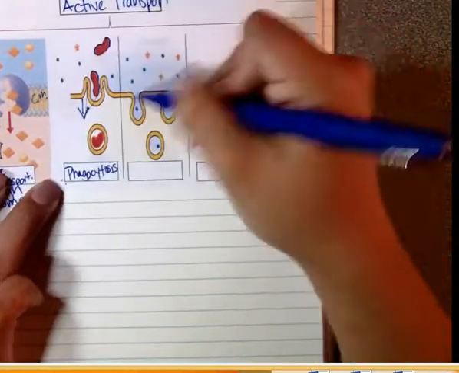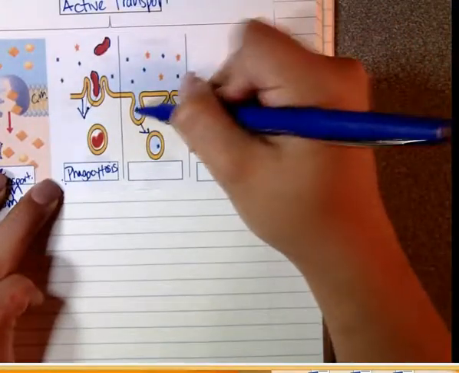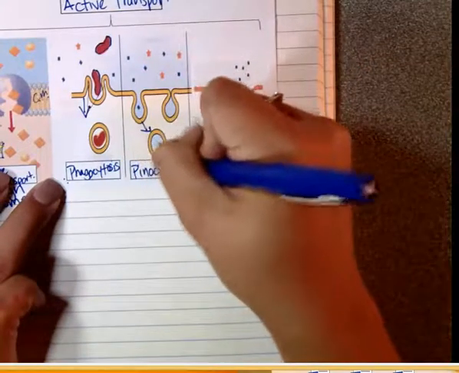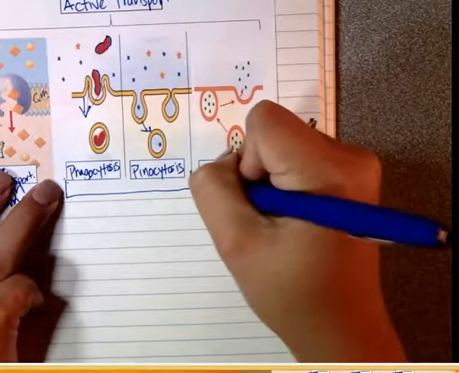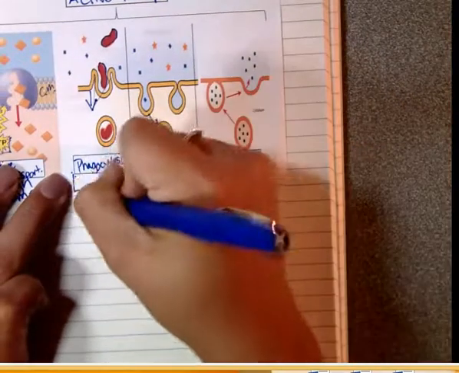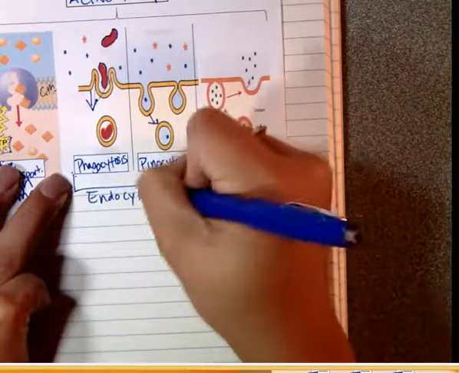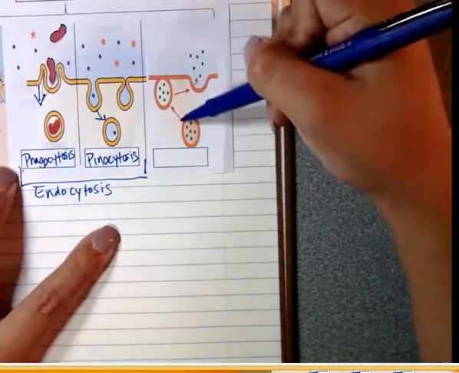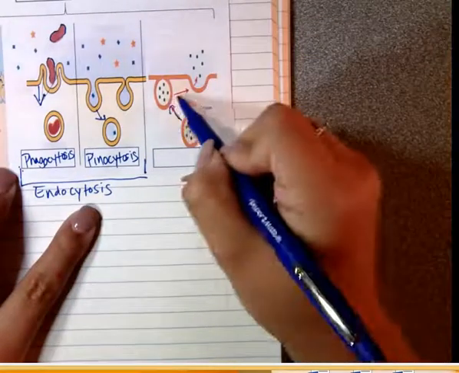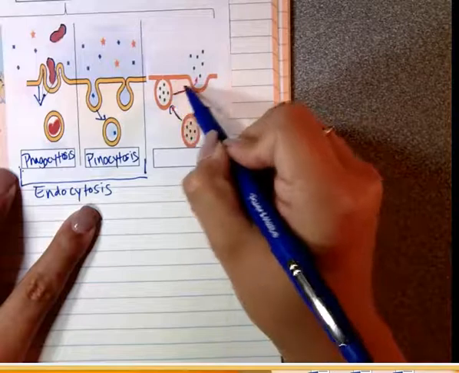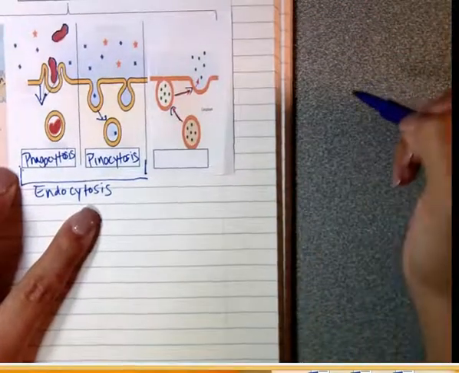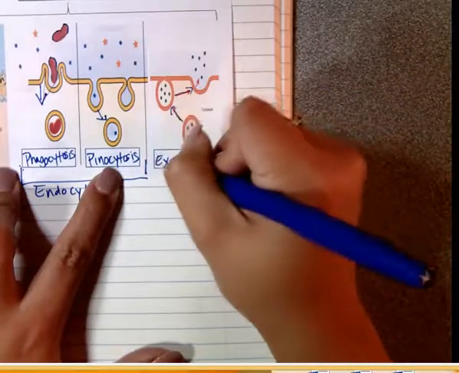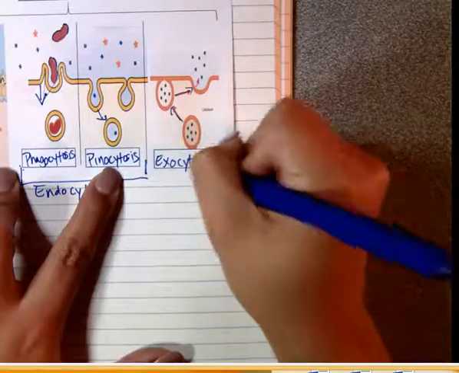This one is also bringing stuff into the cell, but these are small solutes, so this would be pinocytosis. Both of these are an example of endocytosis. And then this one is being very clear that the contents of this vesicle are getting dumped out of the cell. So this is going out of the cell. So this would be exocytosis.